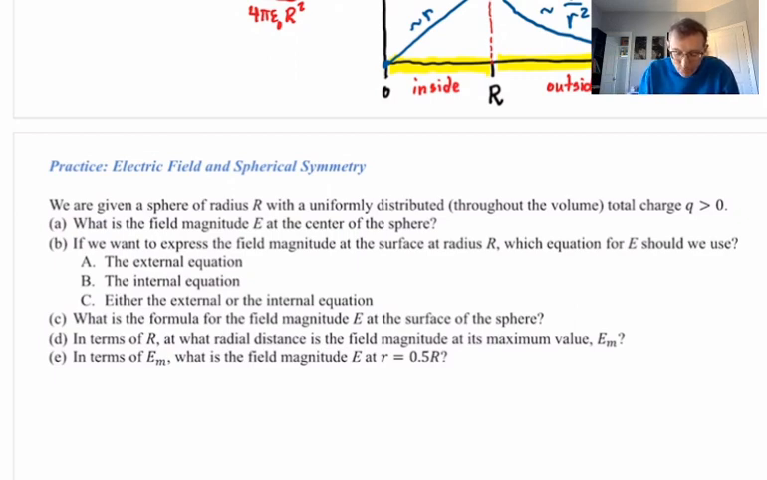All right, we are given a sphere of radius big R with uniformly distributed throughout the volume total charge Q greater than 0. Just what I was thinking about and talking about. First question, what is the field magnitude E at the center of the sphere? You can pause the video and think about it if you want. What is the field magnitude at the very center point?